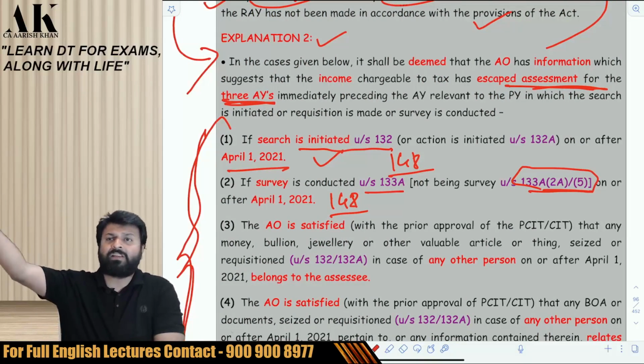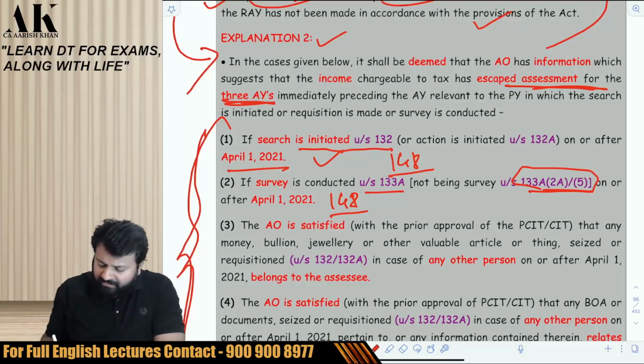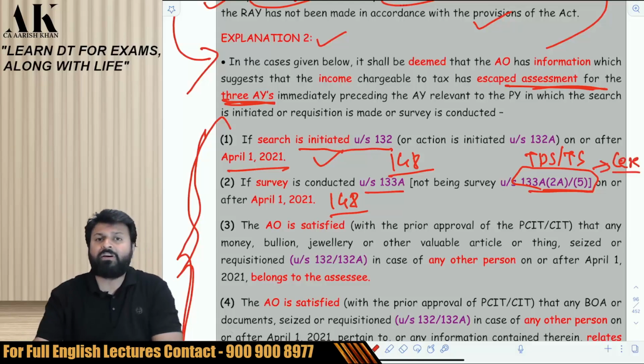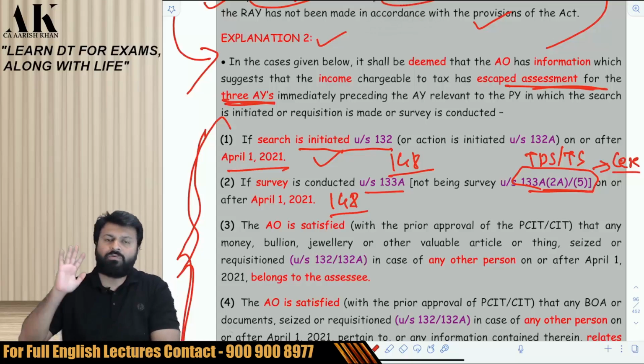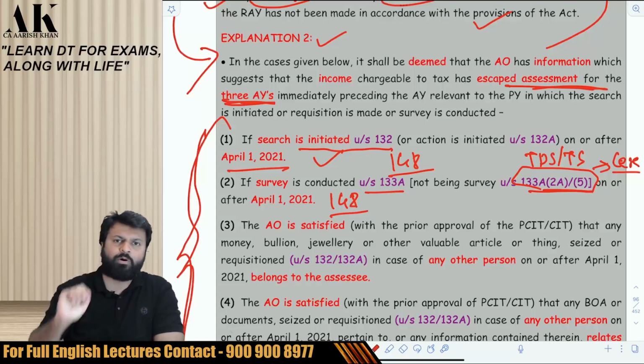Subsection 2A is the survey which is conducted with an intention of TDS and TCS. And subsection 5 is the survey which is conducted with an intention of checking the ceremonies, wedding, functions, etc. So those are not covered over here. For that purpose, you have to fulfill the above conditions.